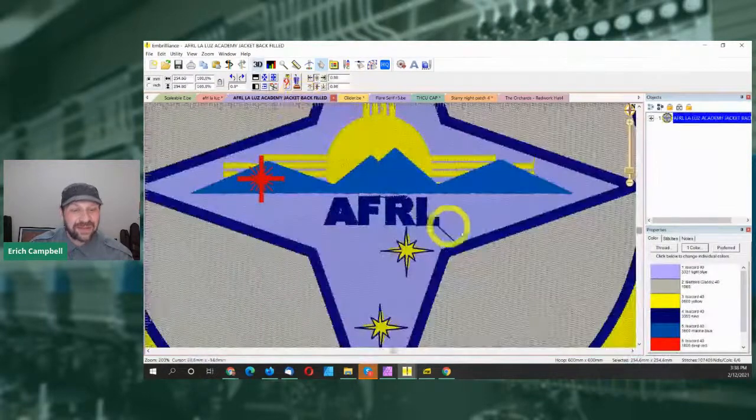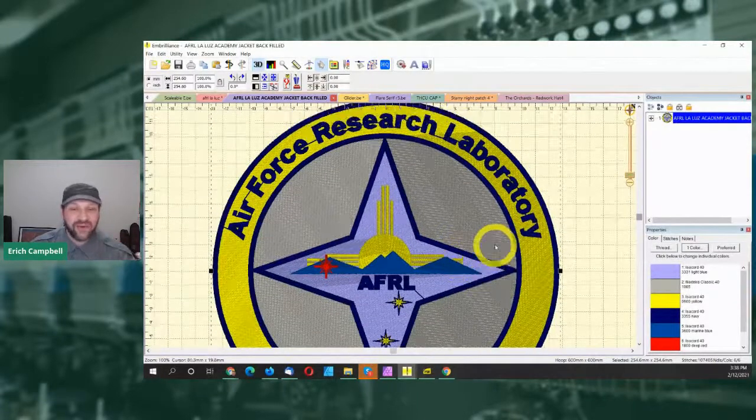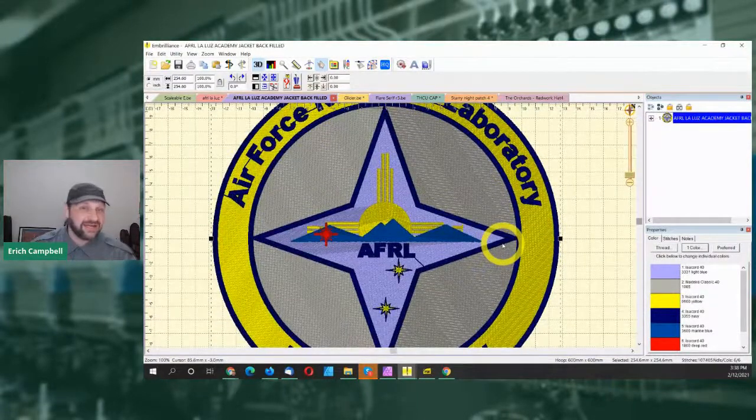If I'm talking about this jacket back piece here, it's already made really large. Everything has been done in such a way where you could scale it up quite a bit and you could scale it down quite a bit and still be okay. You'd be within the realm of usable stitching, right?